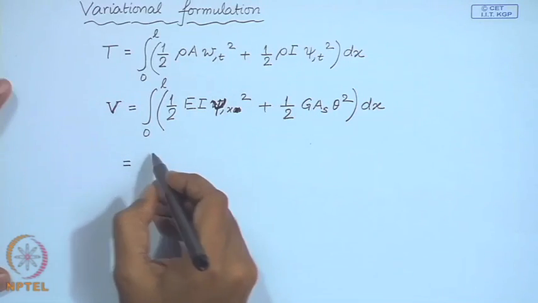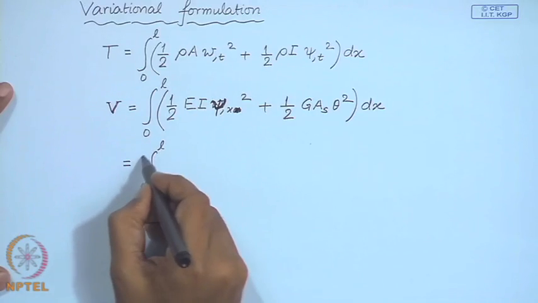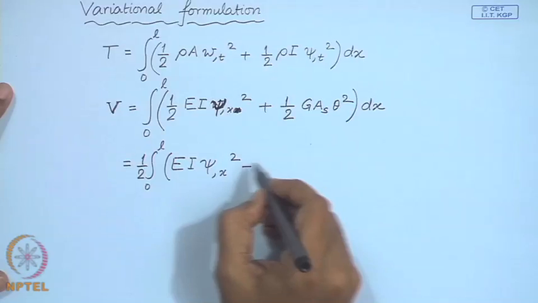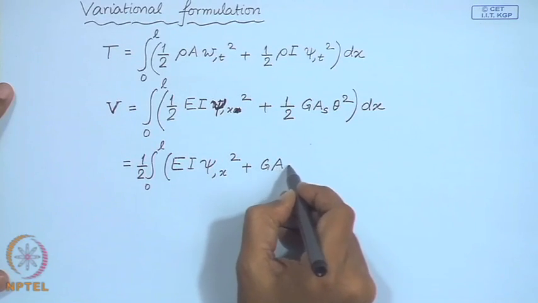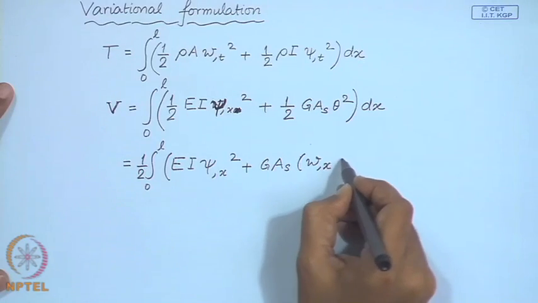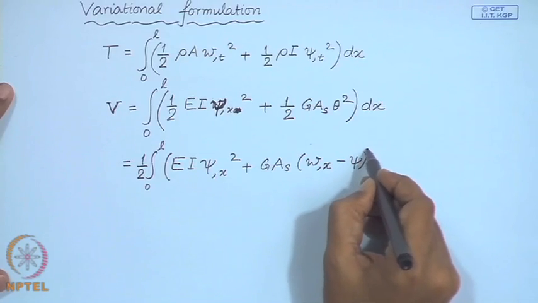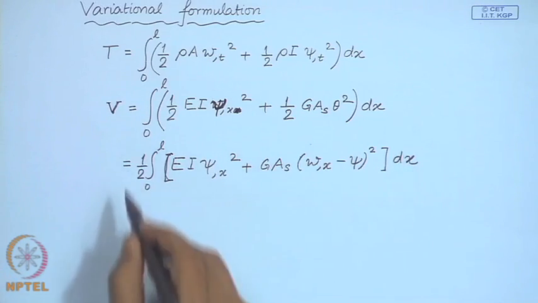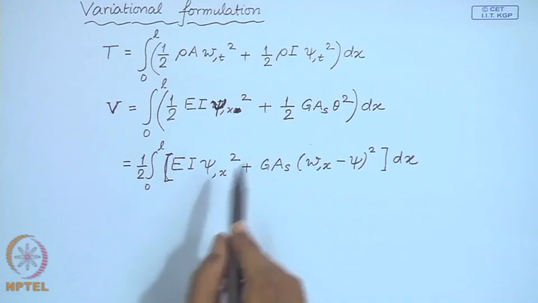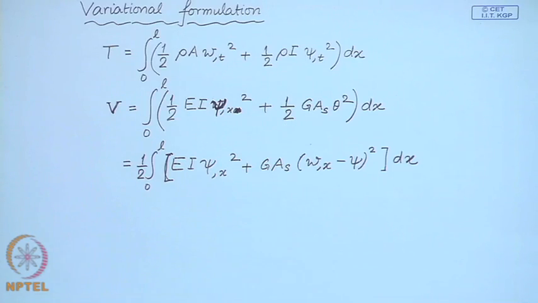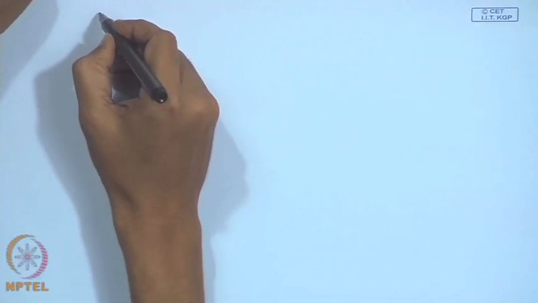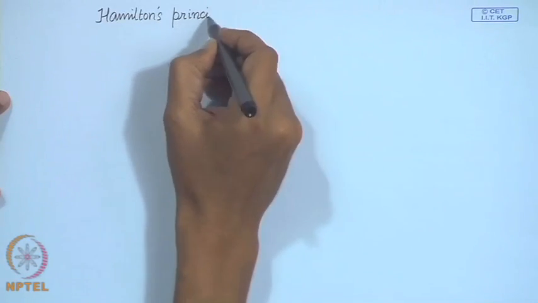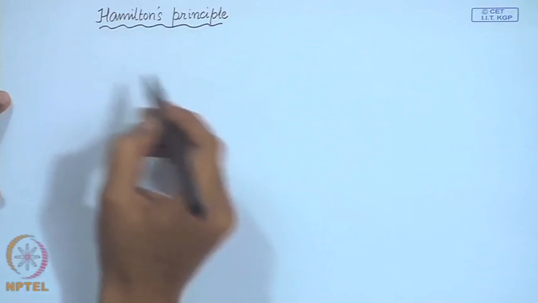Now, this theta, we have expressed theta in terms of our field variables W and psi. So, this is our potential energy expression in terms of W and psi, and this is the kinetic energy in terms of W and psi. Now, we apply Hamilton's principle.